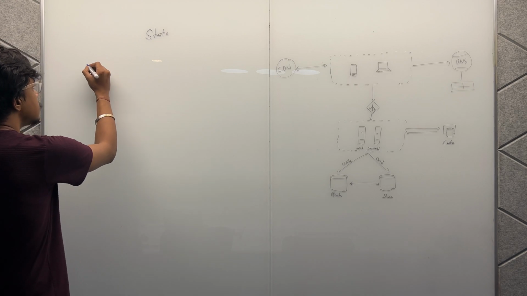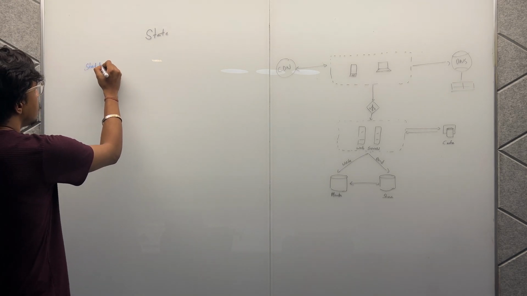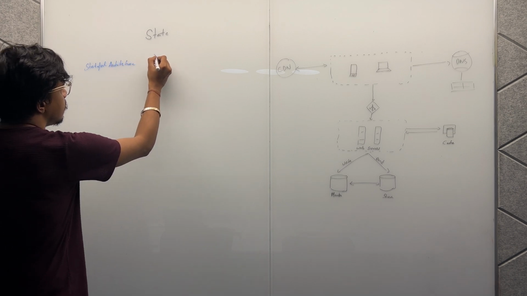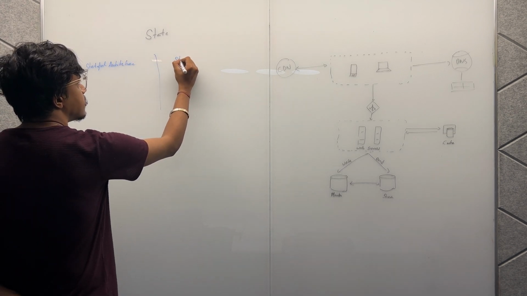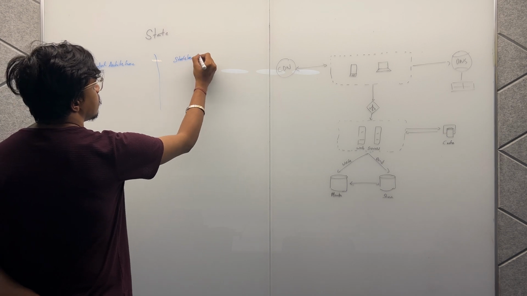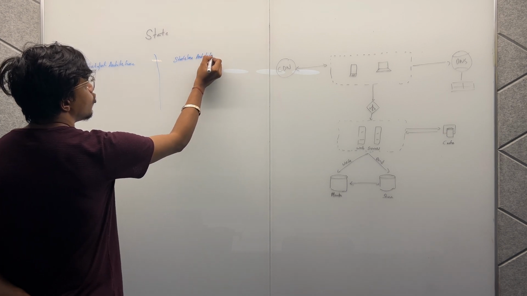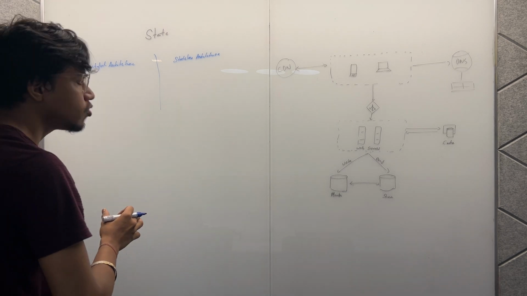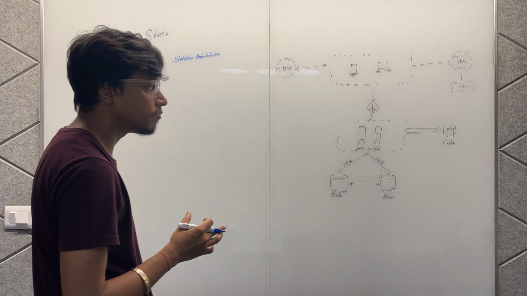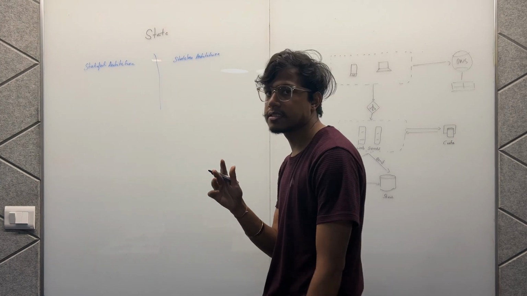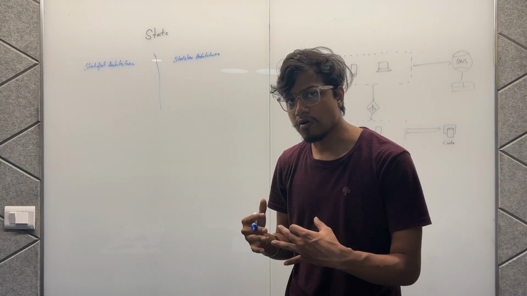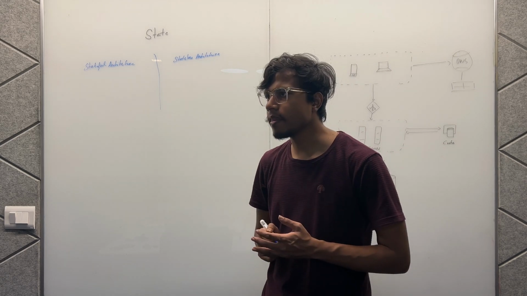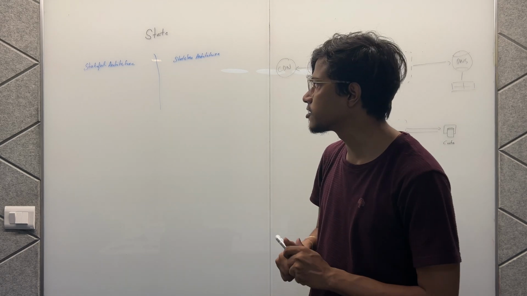One is stateful architecture, and the other is stateless architecture. Both of these have their own uses, and the main difference between these two types of architectures is the number of users or the scale of the application you're trying to build. But let me first explain what these two are.